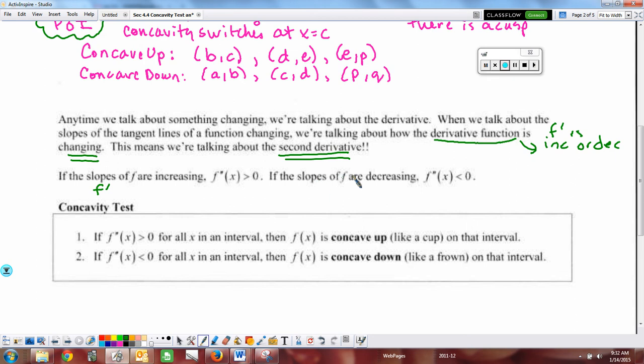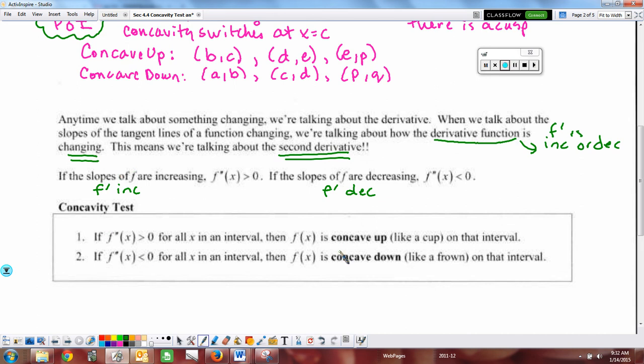If the slopes of f prime are decreasing, then you know your second derivative is going to be negative. So basically we're describing the graph of f prime here. Based on that, we know that when our slopes are increasing, then our graph is going to be concave up. Now it may be increasing and concave up, or it may be decreasing and concave up. That is determined by the sign of f prime.